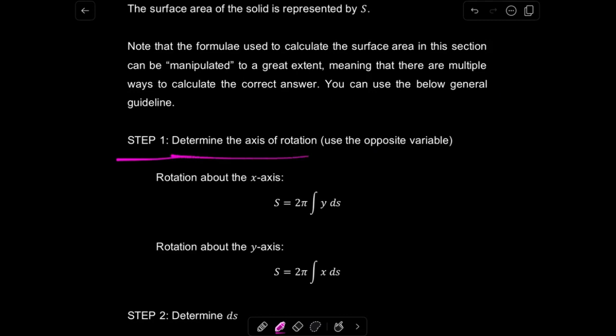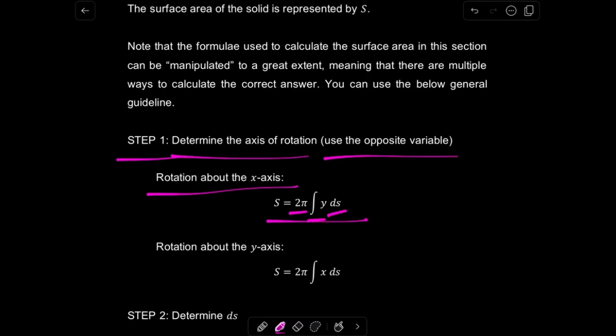Step one is super clear cut. It's determine the axis of rotation, and in brackets, I say use the opposite variable. What does that mean? If you're rotating about the x-axis, your surface area is going to look like that: 2 pi times the integral of y ds.